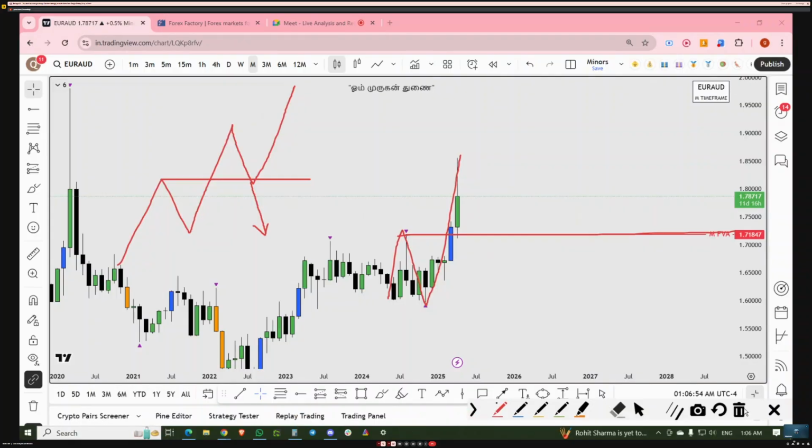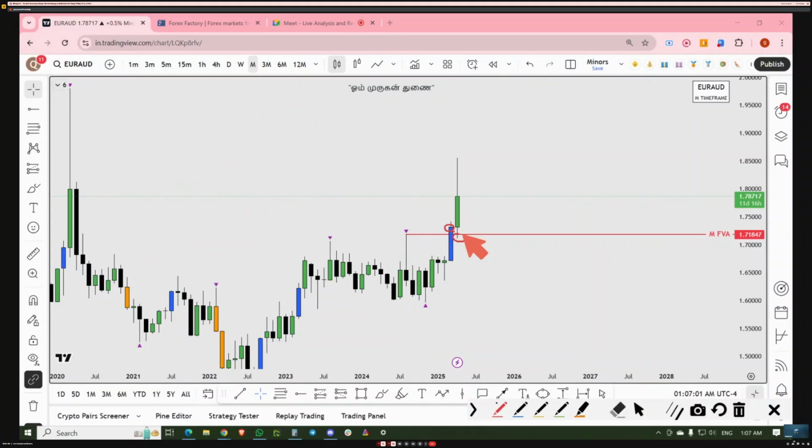Yeah. So here you can see, what happened? Price closed above this, right? And then price touched it and went higher. Right. Perfectly textbook example. You can see this one. This is the fair value area. Price closed at the particular point.